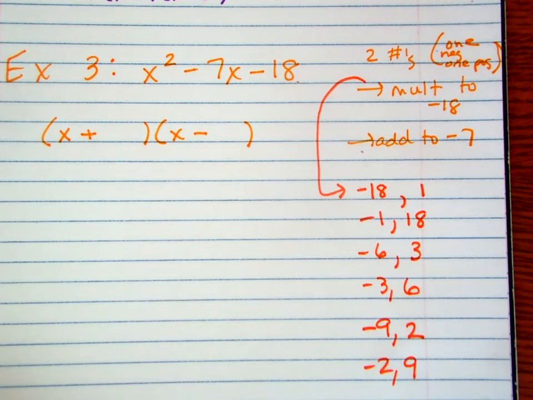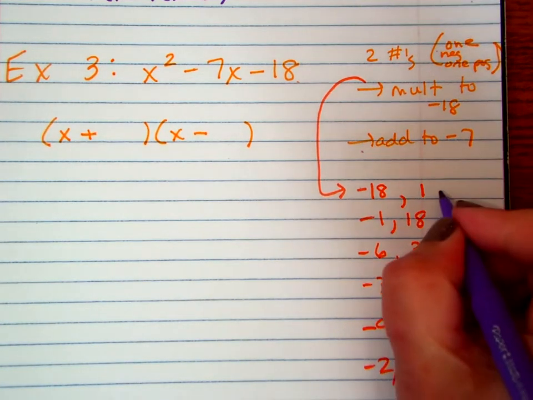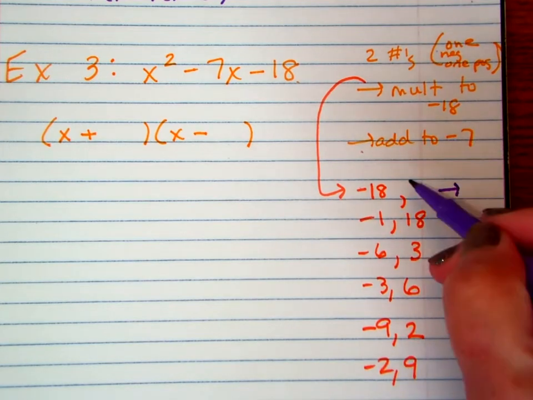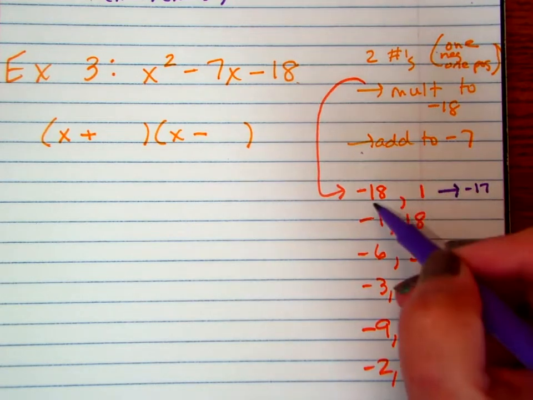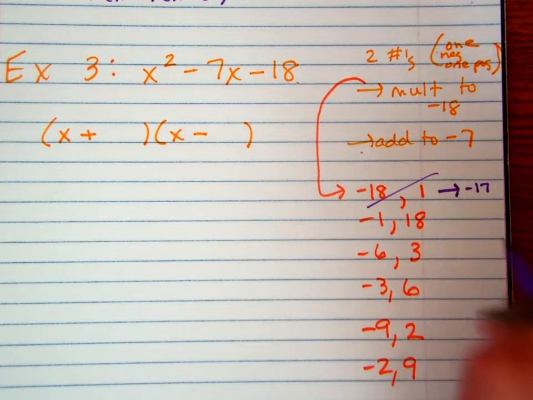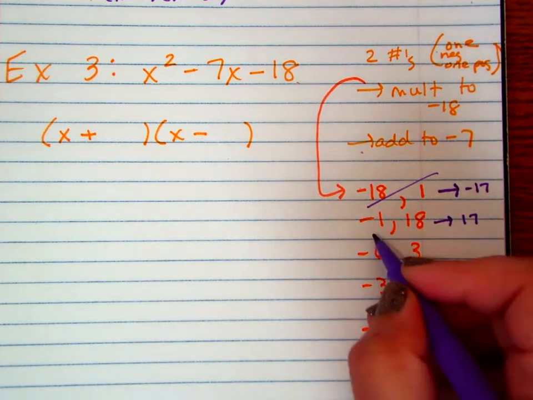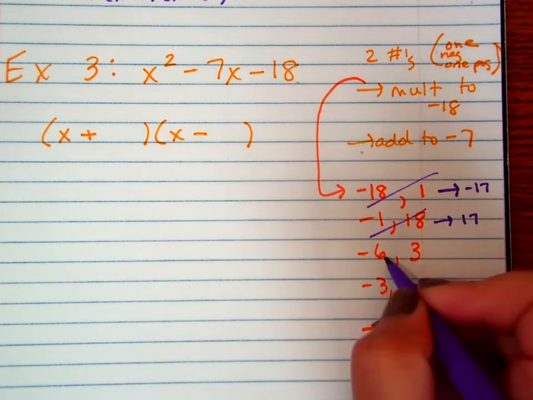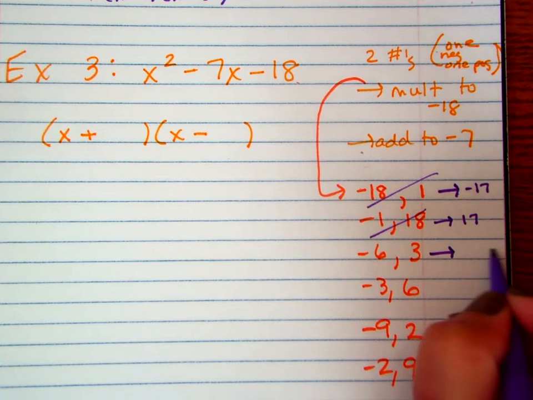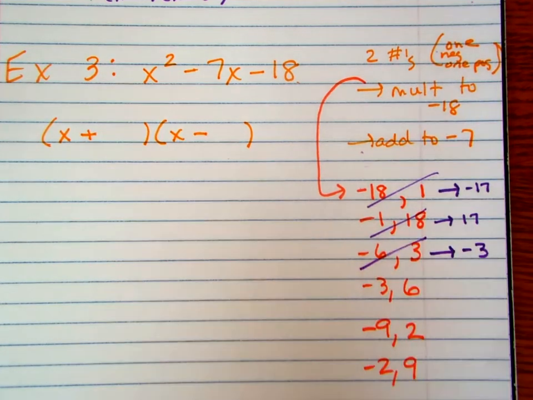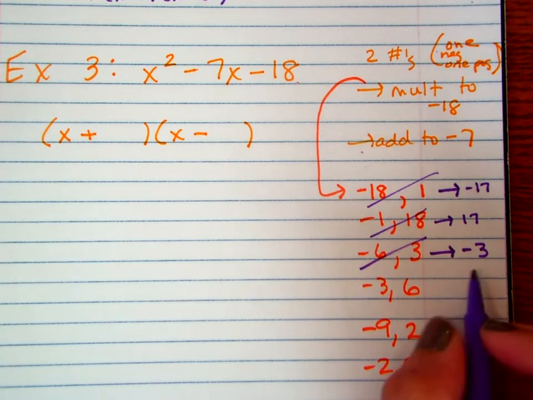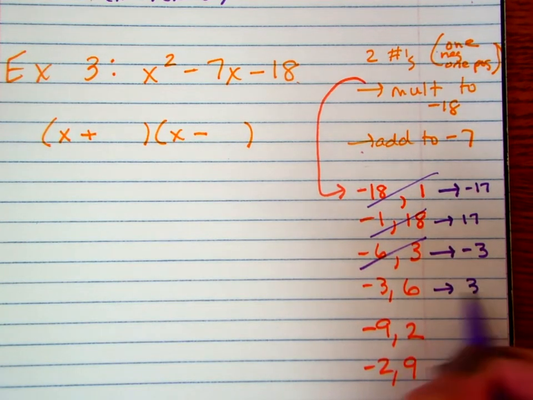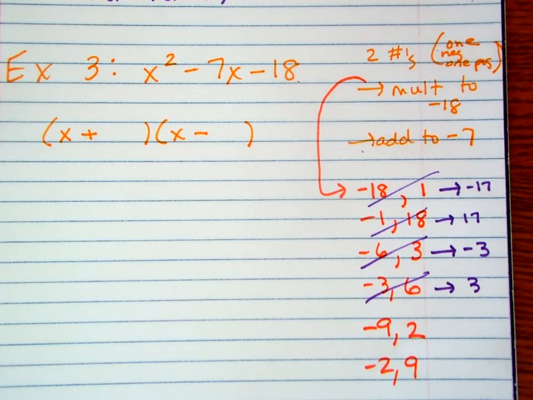And as you're watching this, some of you may have already figured out what pair. So as I'm looking at this, when I now think about what they add to, negative 18 and positive 1 adds to a negative 17. So that's not correct. Negative 1 and 18 adds to a positive 17. Not correct. Negative 6 and 3, if I add those up, adds to a negative 3. Not correct. Negative 3 and positive 6 adds to a positive 3. So again, not my answer.